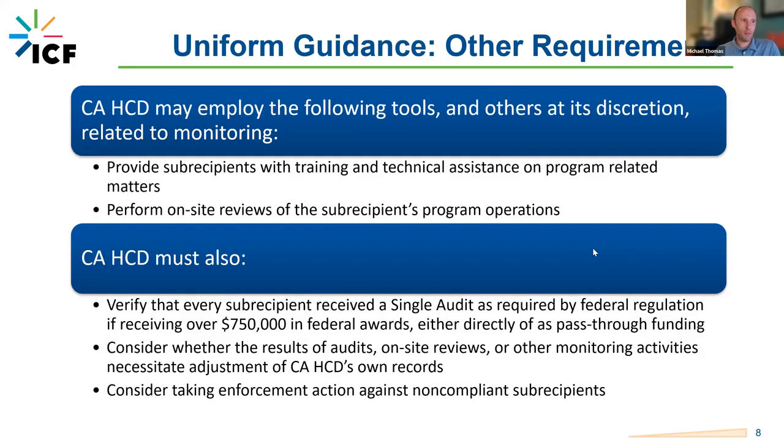HCD must also verify that every subrecipient received a single audit as required by federal regulation if they receive over $750,000 in federal awards. And that can be either directly or as pass-through funding. And then they must consider whether the results of audits, on-site reviews, or other monitoring activities necessitate adjustment of HCD's own records. So in other words, is there something happening with the ESG program that requires California HCD to make adjustments to their ESG award records? And then consider taking enforcement action against non-compliant subrecipients. So that's when we start talking about, if there are egregious violations, what kind of action might be taken to remediate that.